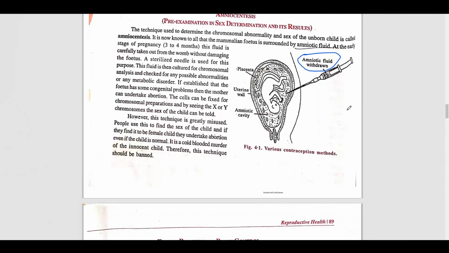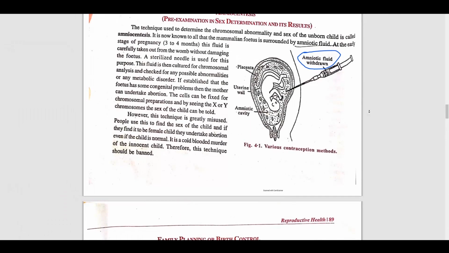This fluid is then cultured for chromosomal analysis and checked for any possible abnormalities. This means by this fluid we can easily check whether the baby is healthy, or has any problem, disease or disorder. If it is established that the fetus has some congenital problem, then the mother can undertake abortion. So by the help of that fluid we can find out any disease or abnormality, so that the mother can abort the child.